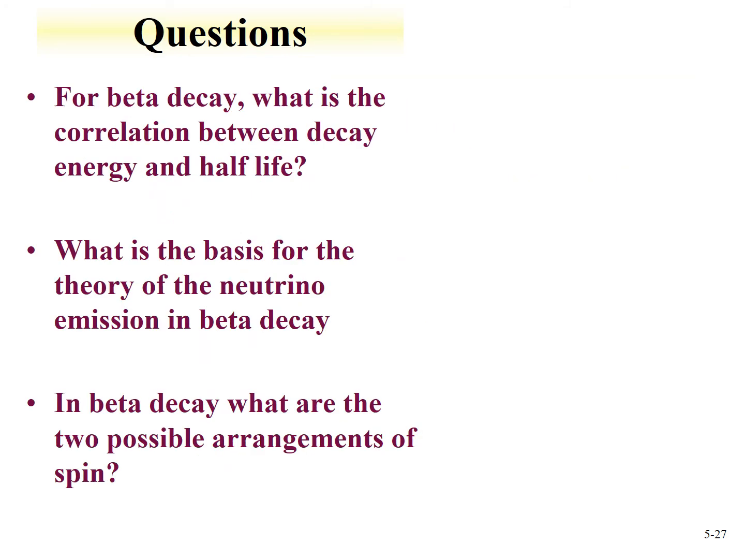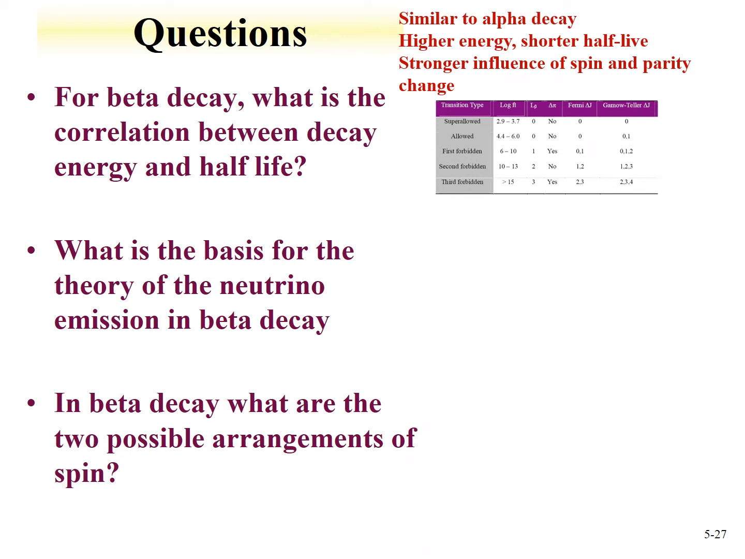Questions that you should be able to answer based upon the lecture are provided here. One is, in beta decay, what is the correlation between decay energy and half-life? In alpha decay, we discussed and showed that a higher alpha decay energy correlates with a shorter half-life. We see the same sort of trend with beta decay, higher energy, shorter half-life.